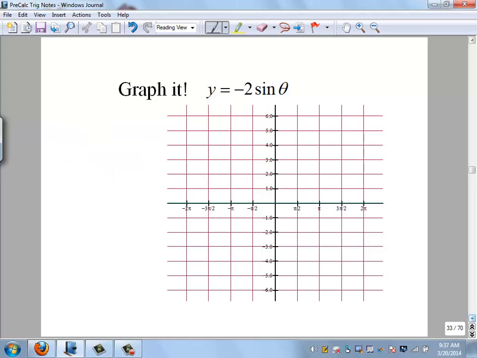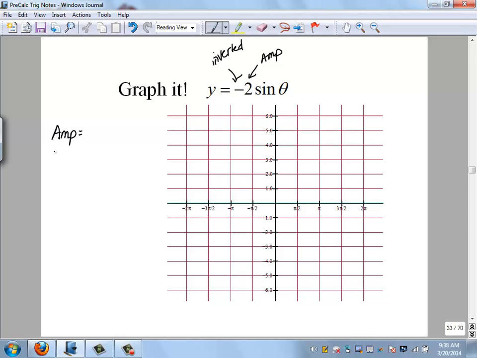Okay, the next one. We have -2 sine theta. Now on this one, I have sine theta, I get that. I have an amplitude of 2, but remember amplitude is never negative, so it's been stretched by 2, but then it's been inverted. So I have an inverted graph, or it's been reflected over the x-axis, and this is my amplitude.